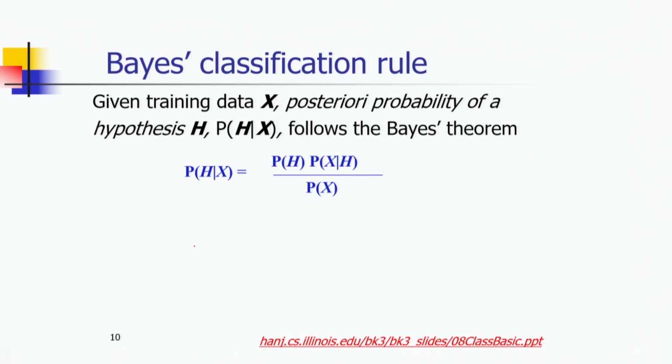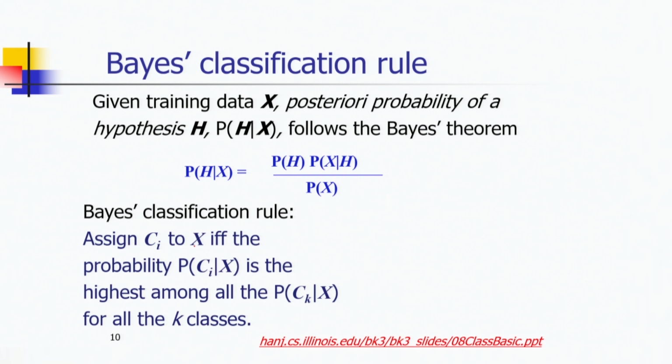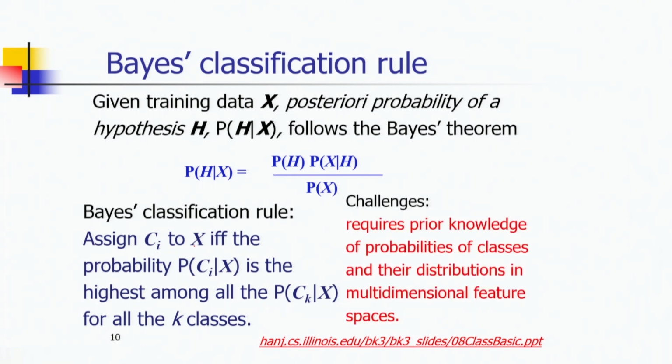The Bayesian classification rule, as I was mentioning: given the training data X, the posterior probability of a hypothesis H follows the Bayes theorem. Now, whichever is the highest among all the classes, you assign that class. Whichever class has the highest posterior among all the K classes, you assign that class.